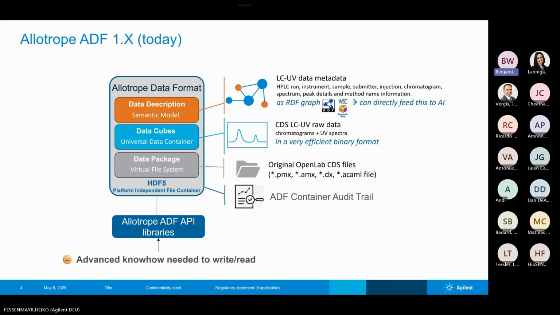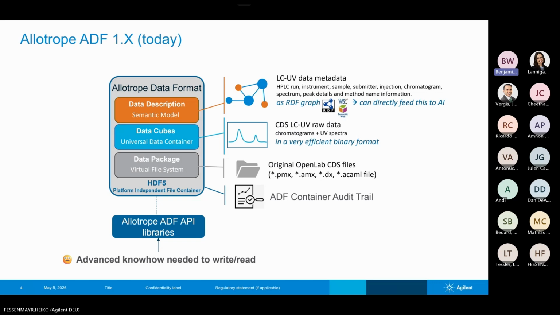If you remember, ADF is based on HDF5 as a data container. It consists of data description, data cube, and data package. Data description is based on an RDF graph. Data cubes is a very efficient binary format provided by HDF5, where we put stuff, and in the data package we put the original data files. For instance, from Overlap CDS, we can put our proprietary vendor files as a life insurance, if somebody still needs to get back to the original data.